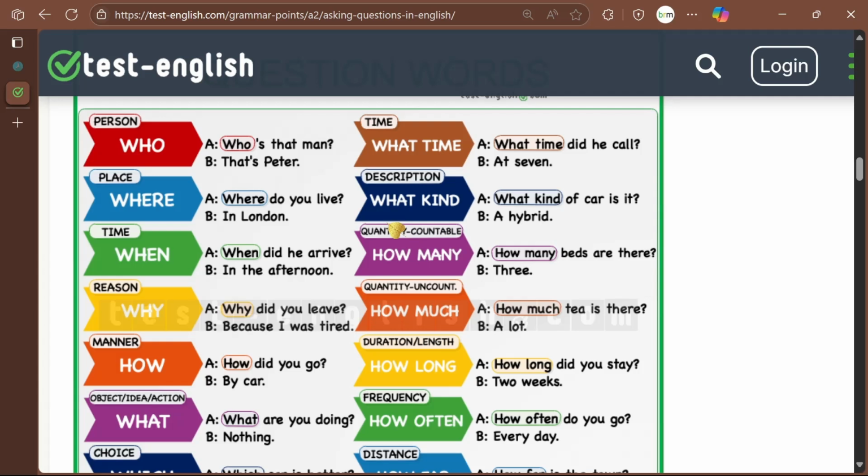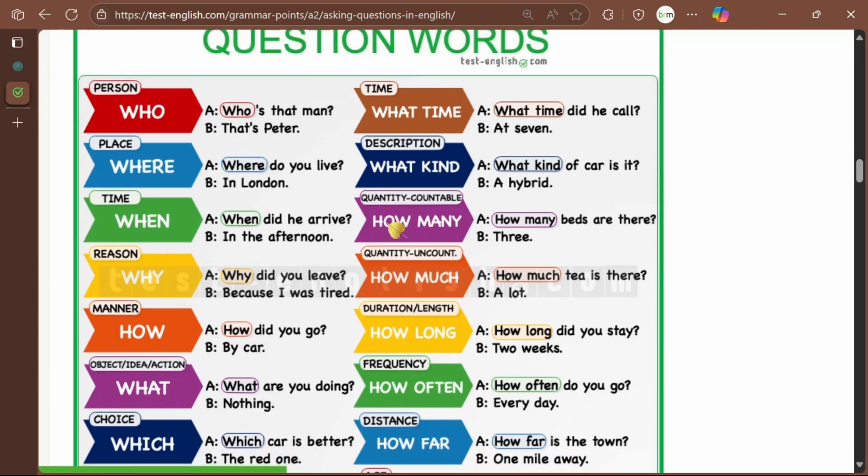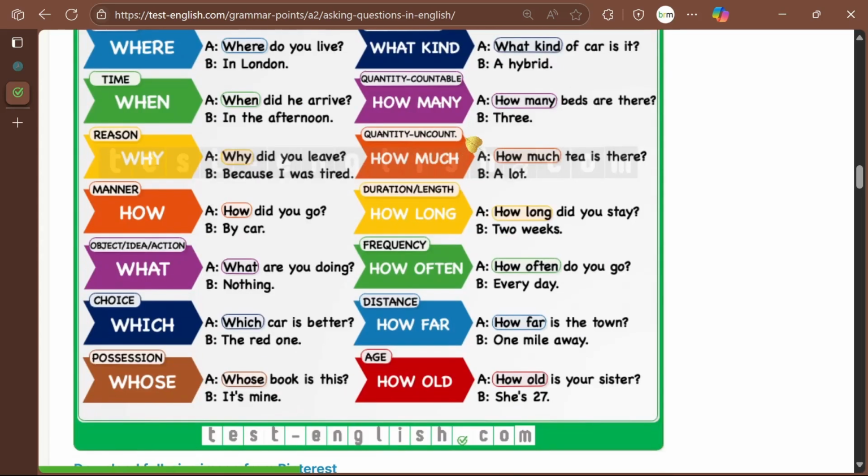Or you can use what kind of, for things you do, for example. Different types of things, right? What kind is a description of something. How many? You're asking about the quantity. How much or how many of something? A lot? A little? Quantity uncountable: how much. So how much or how many, depending on whether it is countable or uncountable, right?